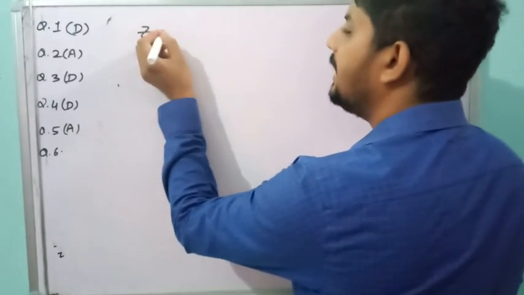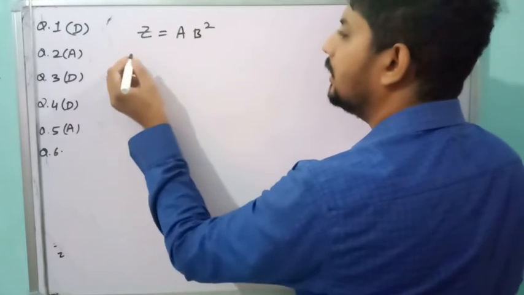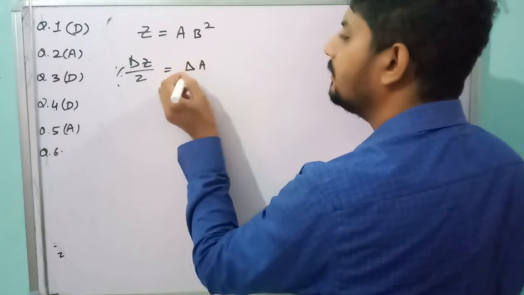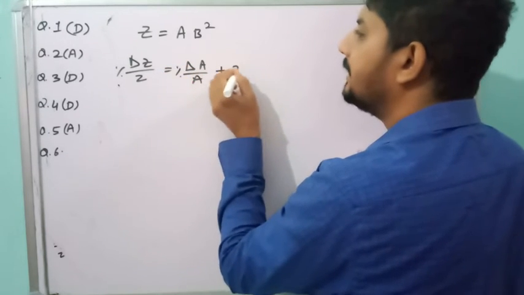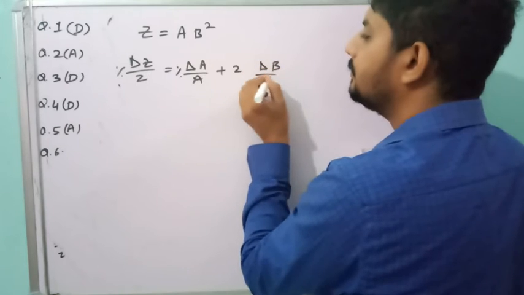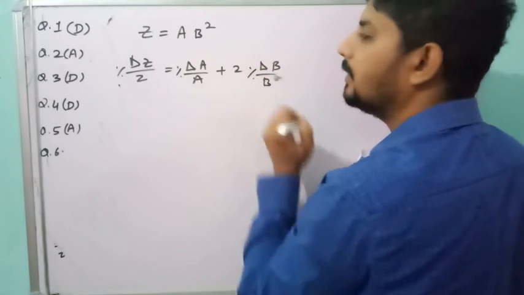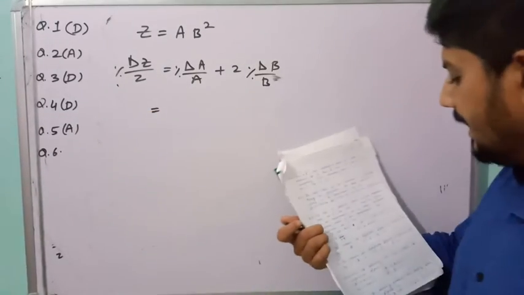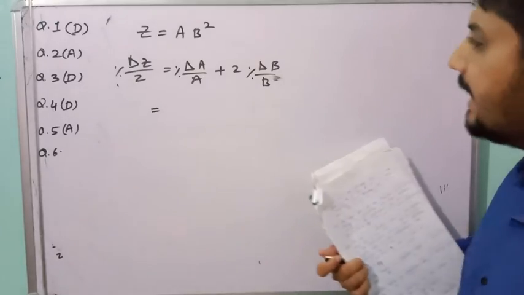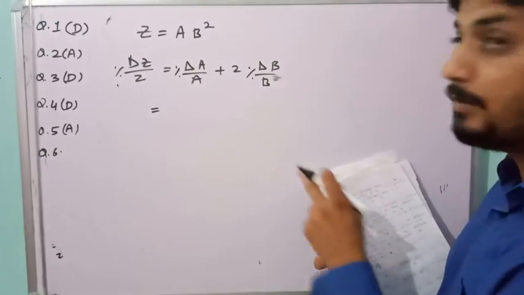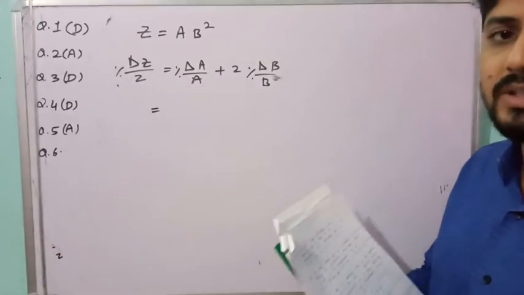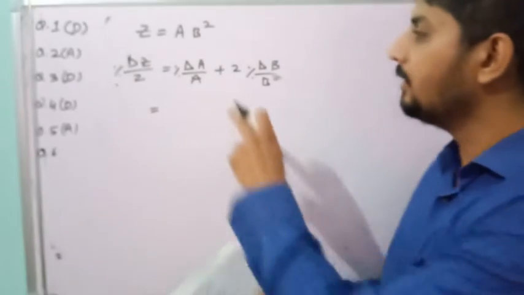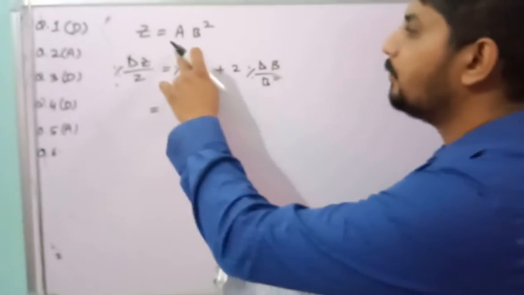So Z is given as AB square. So the relative percentage error in Z we can write as equal to the percentage error in A plus twice the percentage error in B. The percentage error in A is given in question number 6 as 1%. I am not writing all these values on the board, so you should just note them down from your question paper.